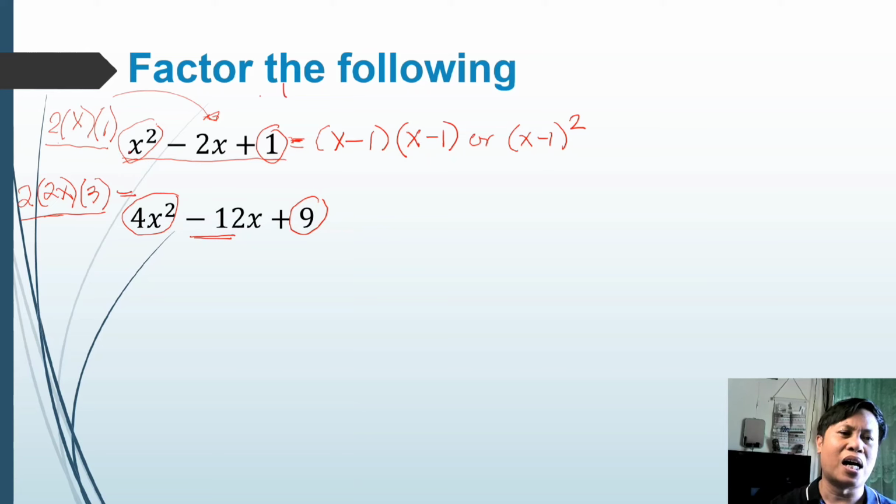So, let's see. 2 times 2x is 4x, times 3 is 12x. So, it is equal to the middle term. So, this is a perfect square trinomial.